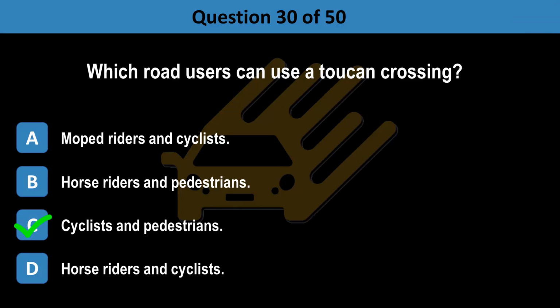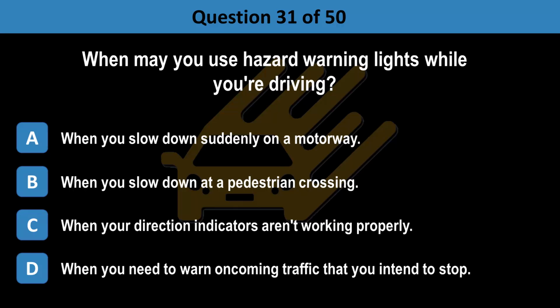The correct answer is C. Cyclists and pedestrians. When may you use hazard warning lights while you're driving? A. When you slow down suddenly on a motorway. B. When you slow down at a pedestrian crossing. C. When your direction indicators aren't working properly. D. When you need to warn oncoming traffic that you intend to stop.